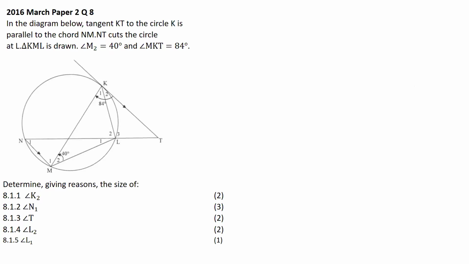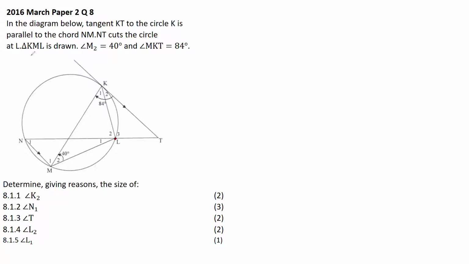All right, here we go. I'm ready for the next one. In the diagram below, tangent KT to the circle K is parallel to the chord NM. I can see on the diagram that KT is parallel to NM. NT cuts the circle at L.